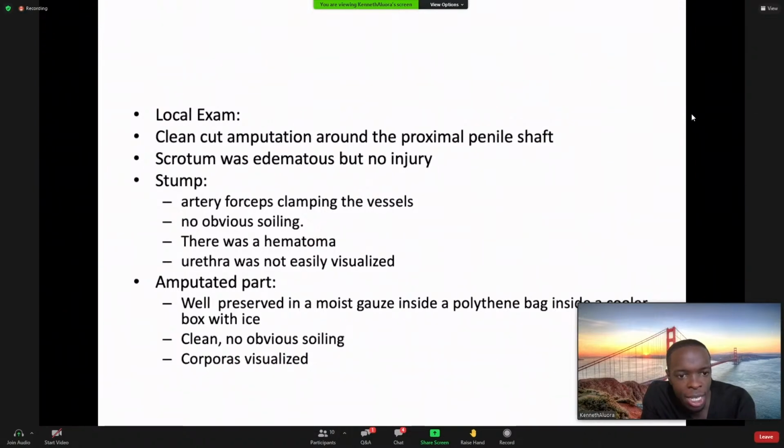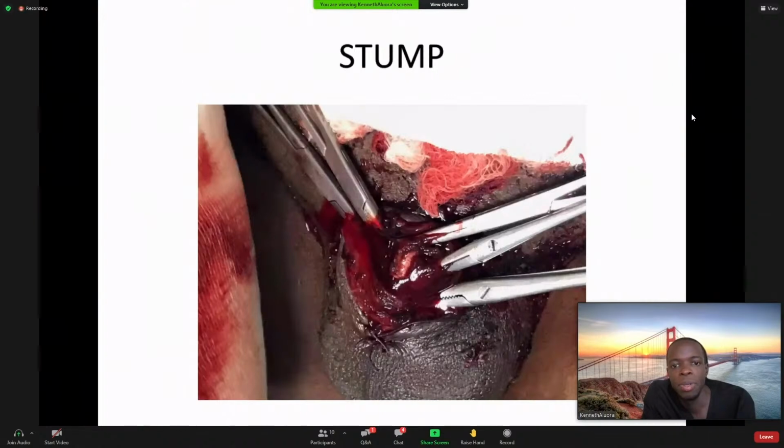In a polythene bag in the cooler box, we opened it. It was clean, no obvious soiling. The corpora were visualized. This was a stump, and of note, you can see the artery forceps. You know how well vascularized the penile gland is, and I'm sure it was difficult for them to put a tourniquet.